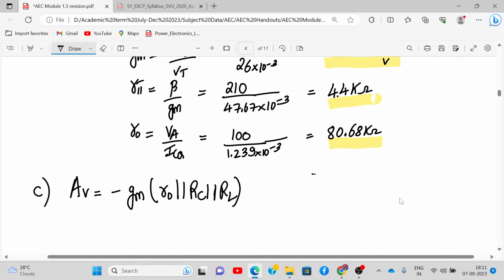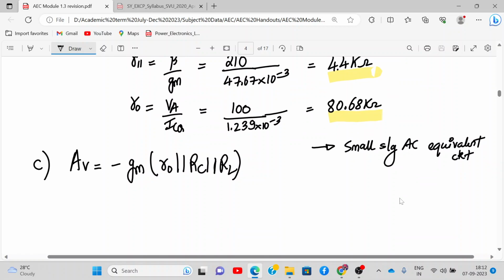And if they ask you, you need to draw the small signal AC equivalent circuit. For the time being, I'm not drawing it to save time. But in the exam, if they tell you to draw it, you have to draw it. Okay? It's safer to draw it. Some teachers give marks for drawing this also, as 1 mark. So do that also. Now you tell me what is RC parallel to RL.